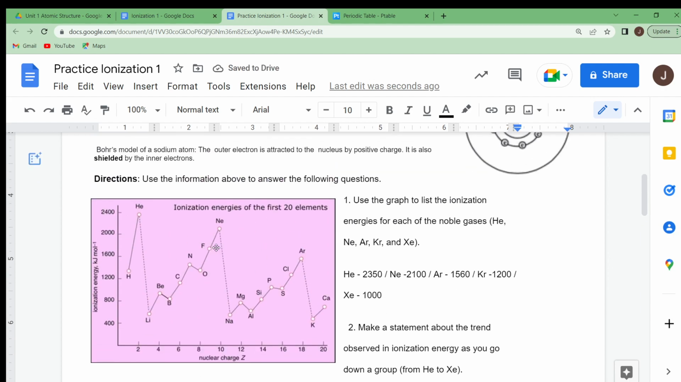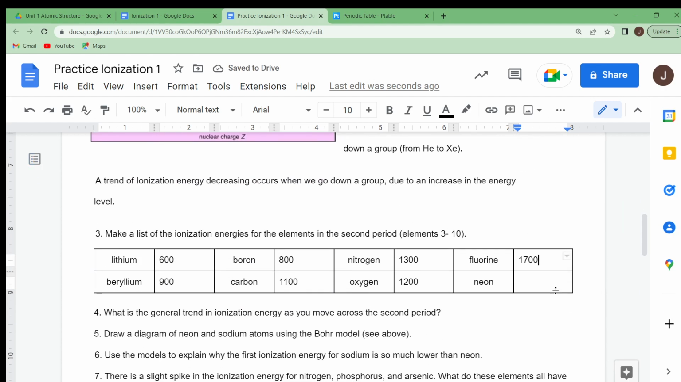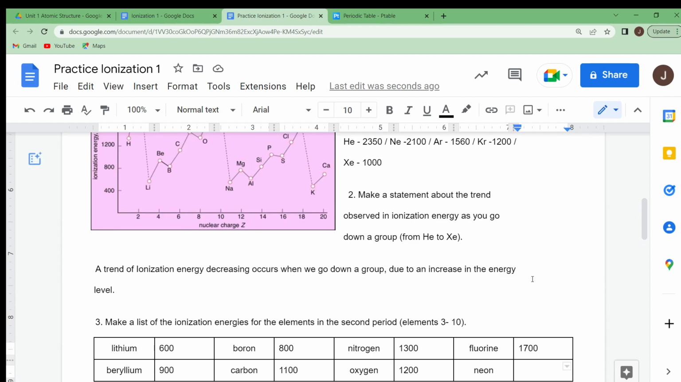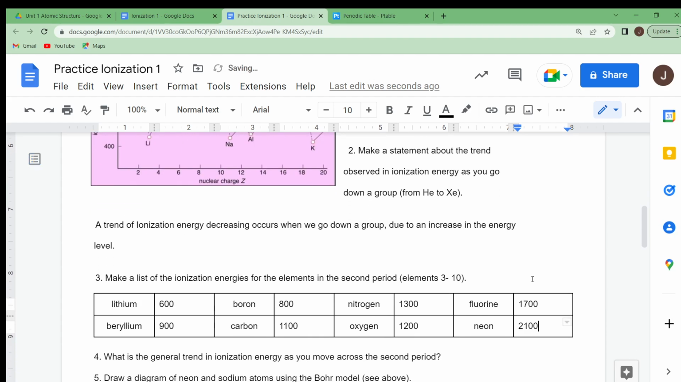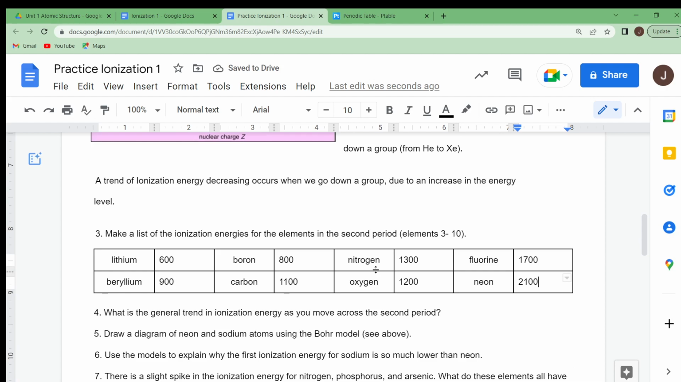Okay, fluorine's quite high. And then finally our neon is the very top, and we had that at 2100 last time, so we're going to put that at 2100 this time. All right, and so that's all number 3 is asking. It's wanting to make sure that we can read that graph and understand how to graph those numbers.